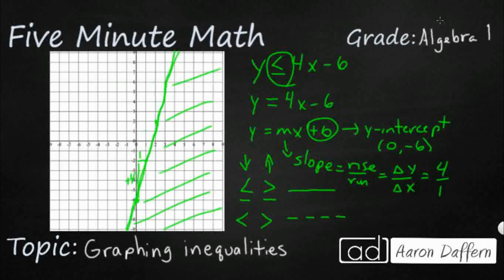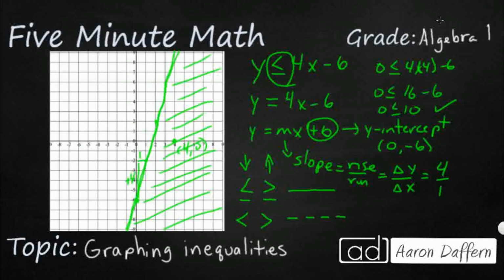If we take any of these points right here, let's take this point, 4, 0. Let's plug that in just to make sure. Let's make sure 0 is less than or equal to 4x, and that 4x is really 4 times 4 minus 6. So 0 is less than or equal to 16 minus 6. 0 is less than or equal to 10. All right, that checks out. All these points shaded here also check out as well.